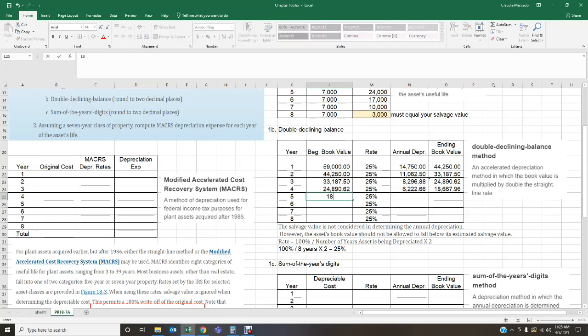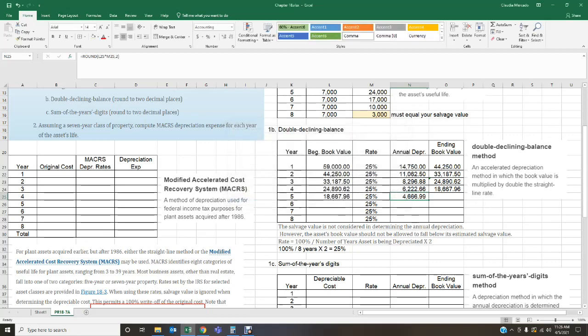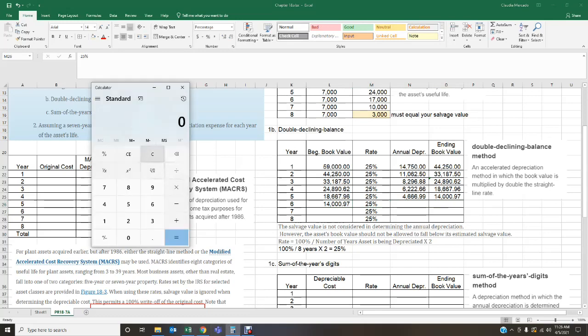Okay, let's see. Now we're going to bring down the 18,667.96. Okay, and I'm going to go ahead and do round. And then it'll be the beginning book value times the percentage or the rate, and then we're going to enter to round to the 2 decimals, and that gives me 4,666.99. Okay, now I can get my beginning book value minus my annual depreciation. That gives me $14,000 with 97 cents. I'm going to bring that number down. Okay, and then I'm going to multiply it by 25%.